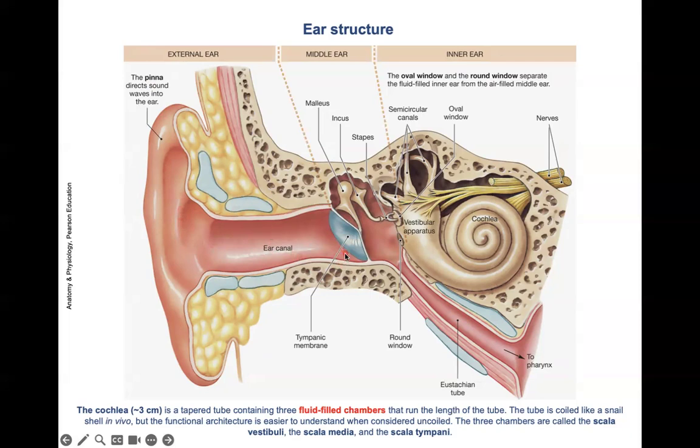It's filled with air. Then we have the middle ear. We have the tympanic membrane, or the eardrum, connected to malleus, incus, and stapes. These are three tiny bones, also called ossicles. The first bone, the malleus, is directly connected to the eardrum.